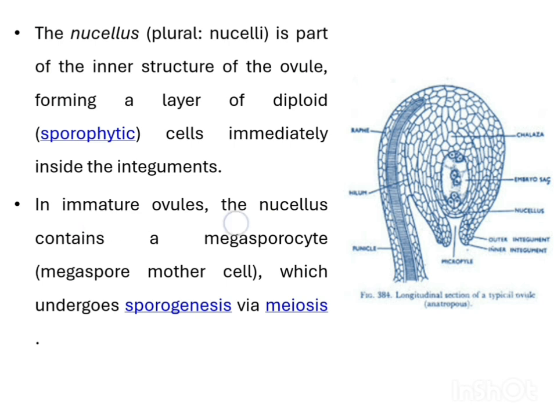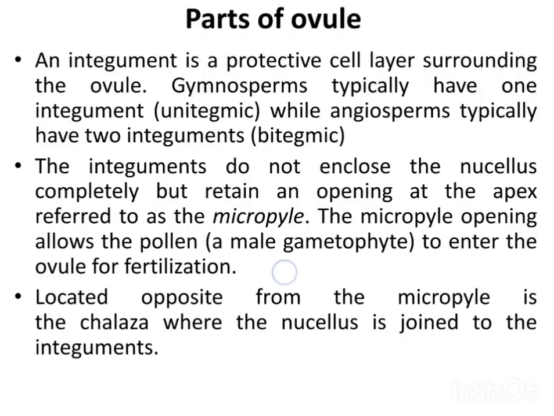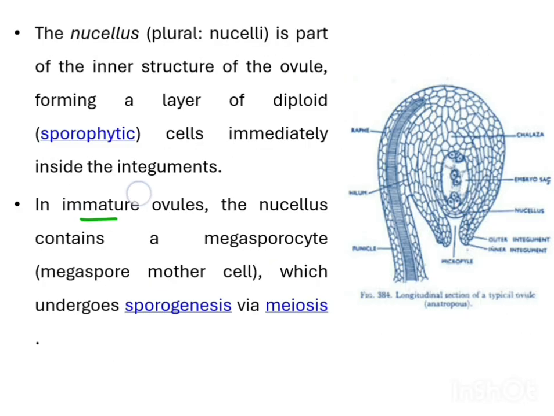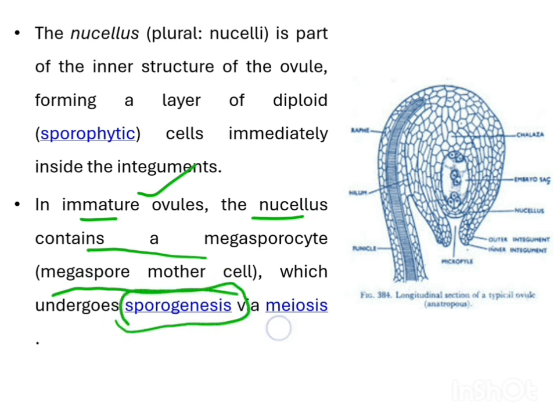In an immature ovule, the nucellus contains the megasporocyte or megaspore mother cell, which undergoes sporogenesis via meiosis. So in that nucellus, the megaspore mother cell is present, which undergoes meiosis or reductional division to form megaspores.